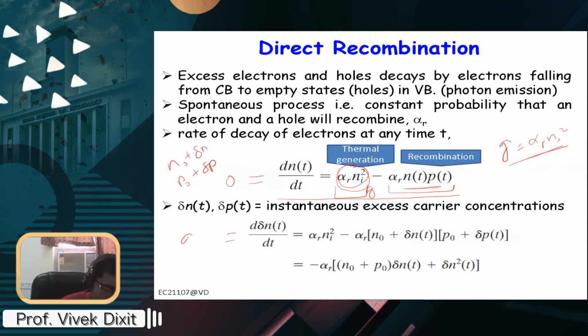So for the general case, you can write dn by dt as d by dt of n naught plus delta n. Now n naught is constant, so dn by dt is d by dt of delta n, which is alpha r times ni square minus alpha r times n naught plus delta n times p naught plus delta p. Which you can simplify as minus alpha r times n naught plus p naught times delta n plus delta n square. Here we write delta n because we are assuming photon based generation, so delta n and delta p are equal.